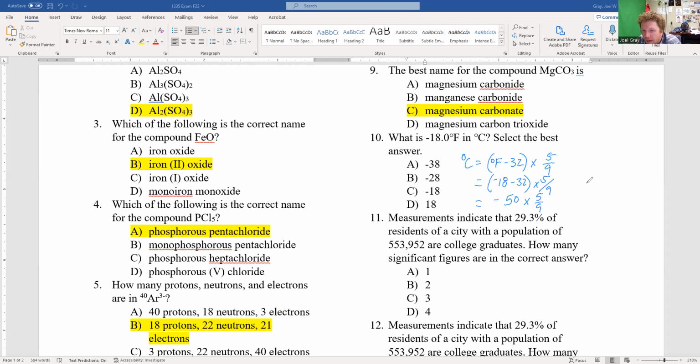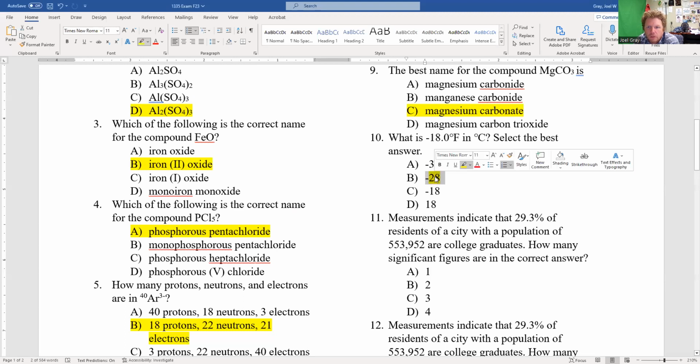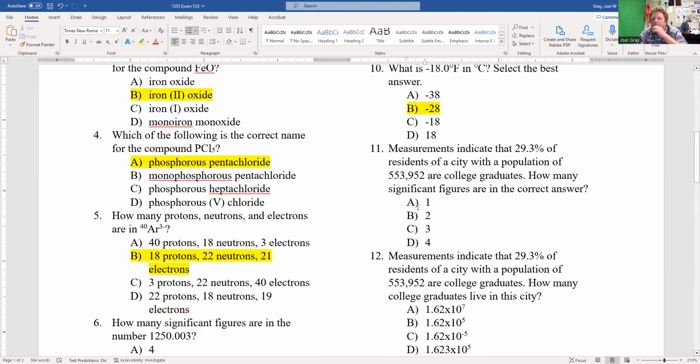that would give us a correct answer of negative 27.7778, in which case our best answer is going to be negative 28. None of the other answers are really close enough. And so that's where that ends up. Our correct answer is going to be that one right there. There we go. All right.